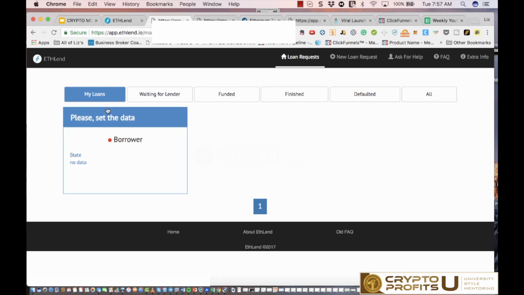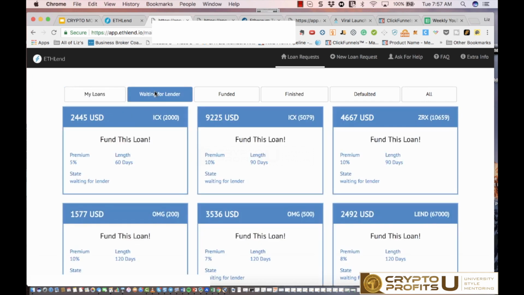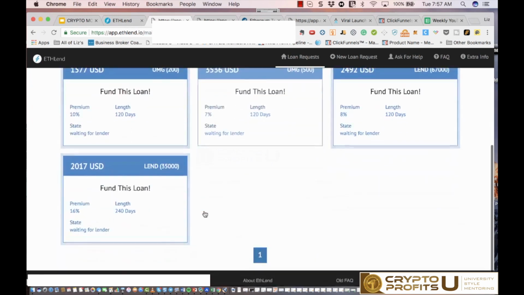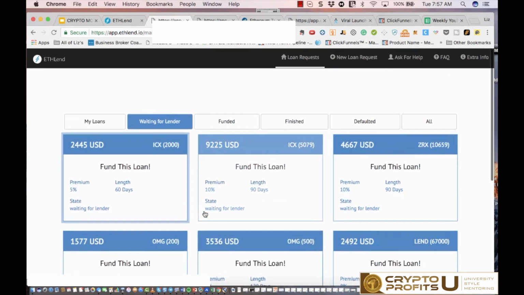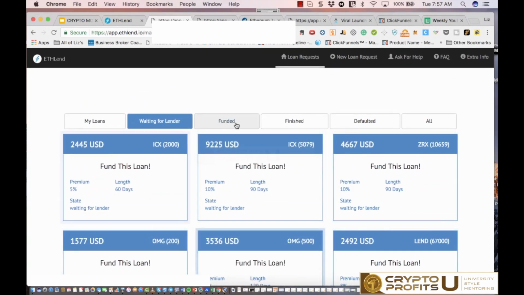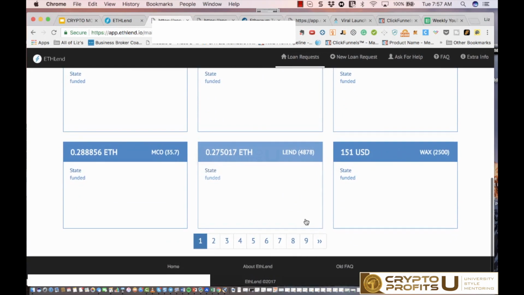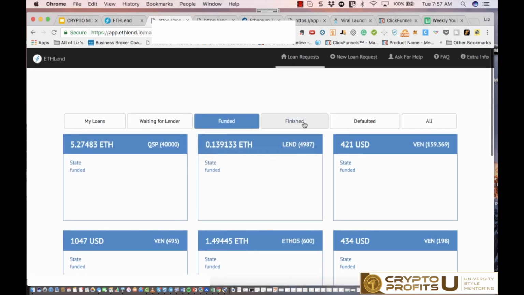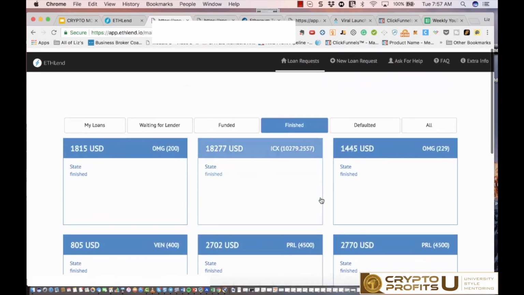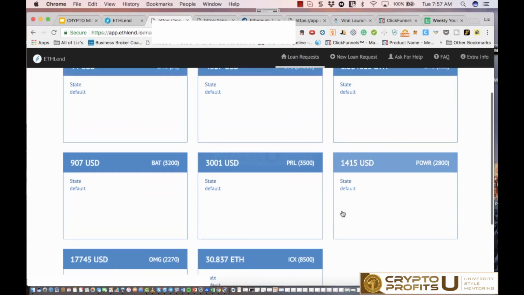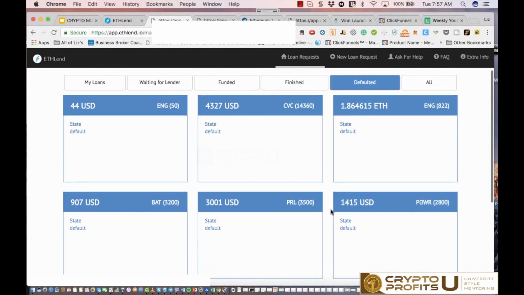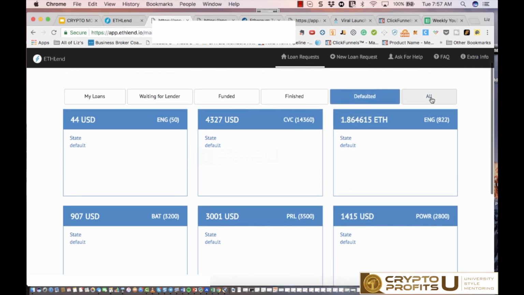So right here, the first one that shows is my loan, and you'll notice that no data has been set because I still haven't decided on the terms. These are the loans that are waiting for lenders. So these are loans that are available for people to fund, and you can see that there's quite a few of them. We'll take a look at some of them in a second. Also, there is the funded loans, which shows all the loans that have been funded, and you can see pages and pages of them. You'll also see the loans that have been finished, the loans that have defaulted, which basically means the borrower did not pay back the lender, and then you can look at all the loans.